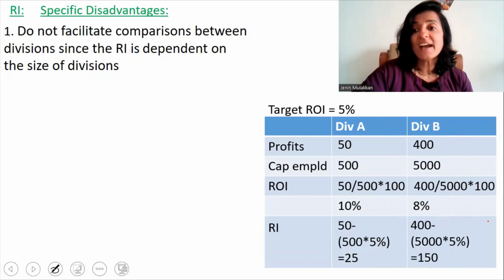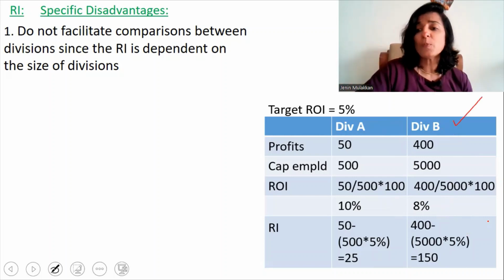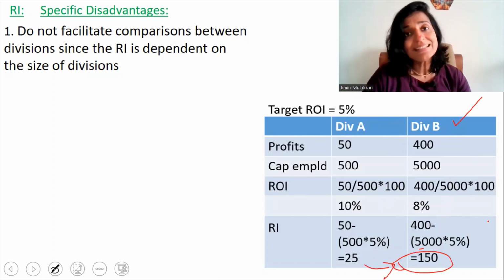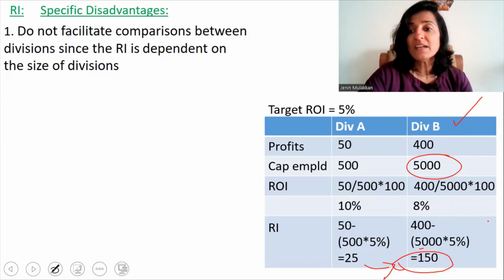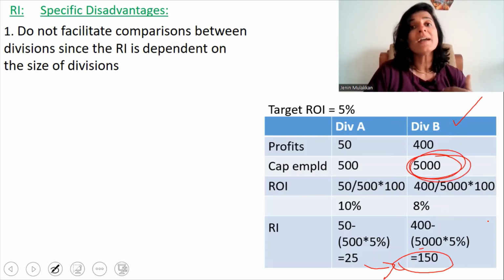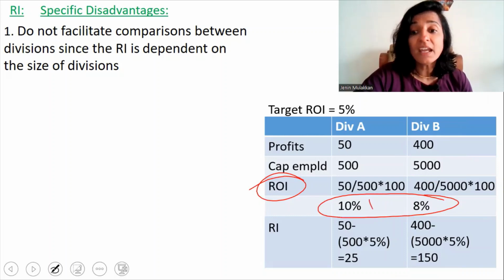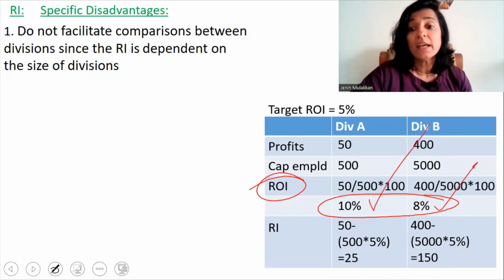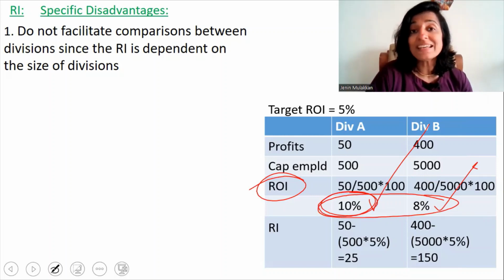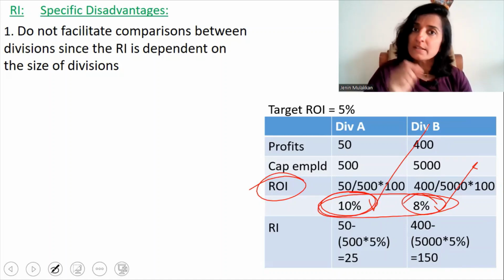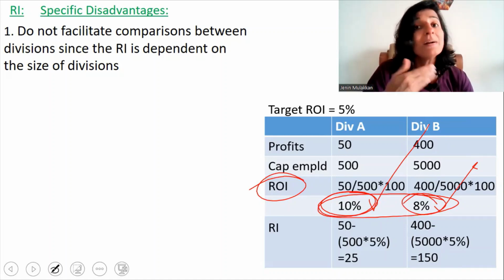Now we get the impression that division B is performing much better than division A because of the increase in the residual income. But is that the case? It is because division B has got a higher capital. That is the reason why it was able to generate a higher residual income. But when we looked into the return on investment of both divisions, we saw that division A is performing better than division B. It is generating return at the rate of 10% for the capital employed, when division B was generating just 8% for the capital employed. So naturally, division A is performing better, but that is not brought to light while calculating residual income.